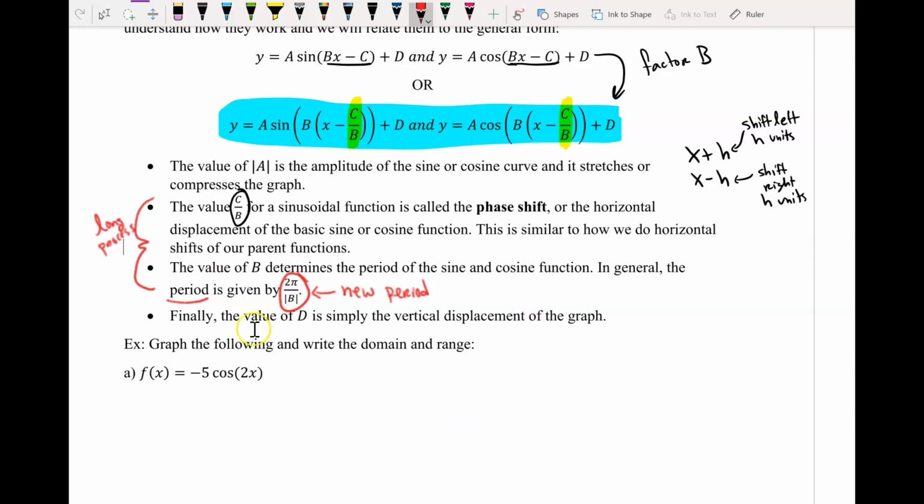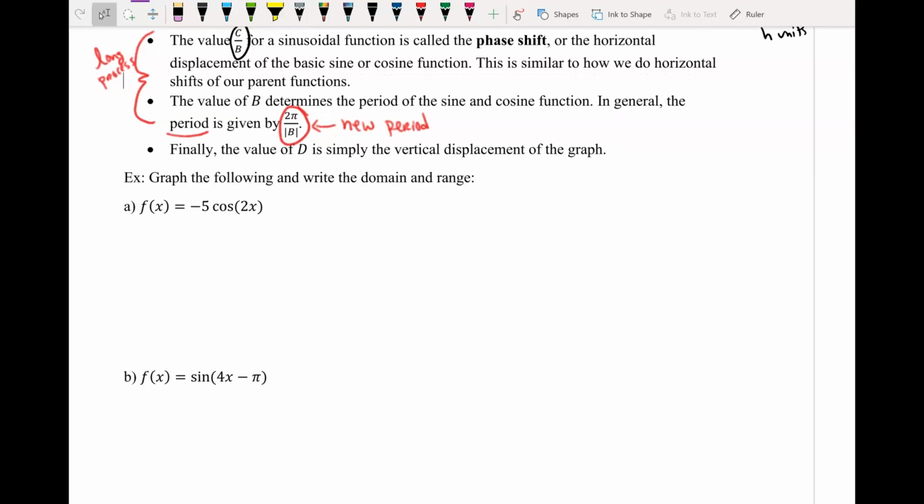All right. And then finally, we have the value of d, which is basically the vertical displacement of the graph, just putting it up and down. Okay. All right. So those are just some of the key features. In the next video, what we're going to do is grab a whole bunch of these and work through them.